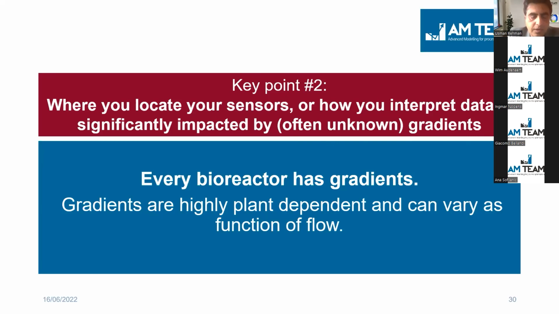But what is more certain is that every bioreactor has gradients. We need to know how we can quantify the gradients, and how we can measure the impact of those gradients on the performance of the bioreactor. And it varies from one plant to the other. It also varies with how much flow is coming in and how much aeration you are putting in. So it's really a plant-dependent feature of a bioreactor.